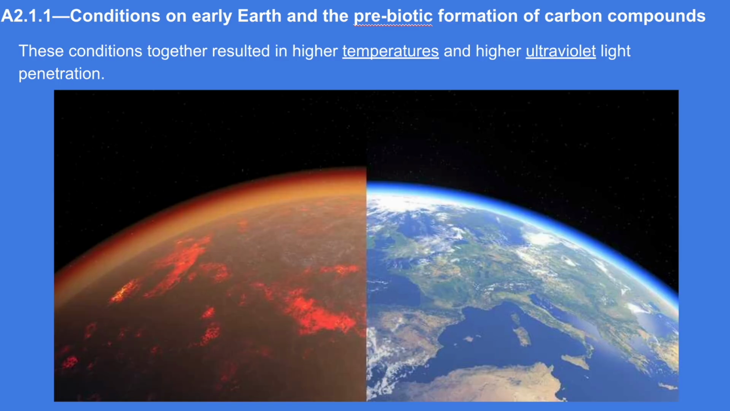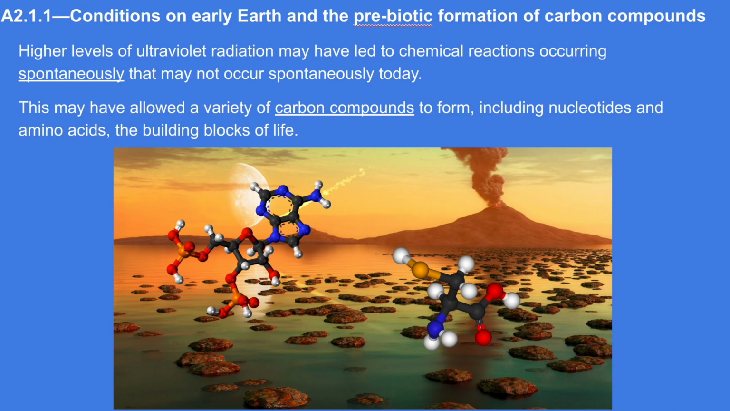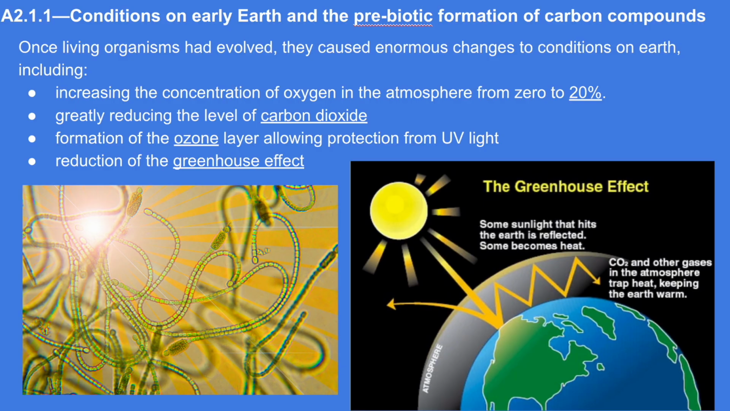All of these conditions together resulted in higher temperatures and higher ultraviolet light penetration. One thing that ultraviolet light might have done that would help lead to life is that chemical reactions may have occurred spontaneously under that high energy radiation that may not occur spontaneously today. This might have allowed a variety of carbon compounds to form, including nucleotides and amino acids, which are the building blocks of life.